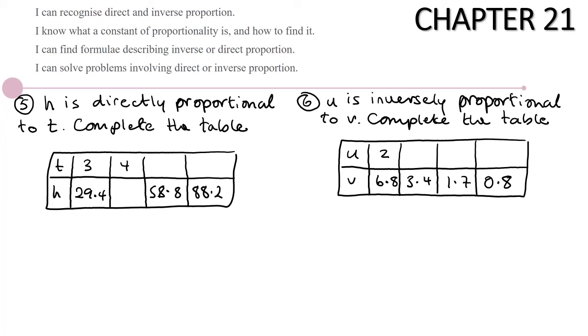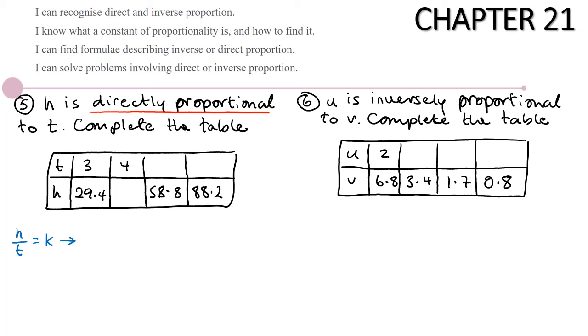Okay, these two questions look slightly different. They work in the same way, we just need to complete these tables. So the first one, it says that h is directly proportional, so direct divide. h is directly proportional to t, complete the table. So that means dividing. Now, I can either do h divided by t or t divided by h to find k. Now, I'm going to do h divided by t simply because it's doing the bigger number divided by the smaller number. Okay, now it doesn't matter which way around I do it.